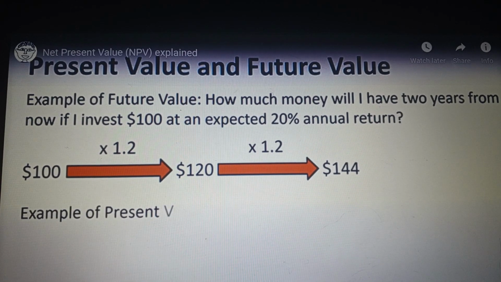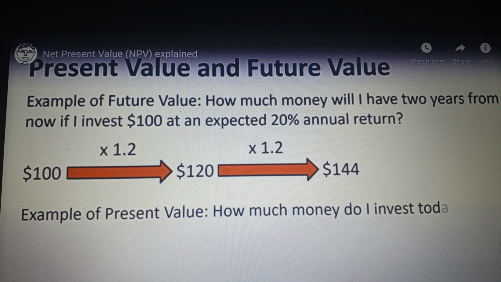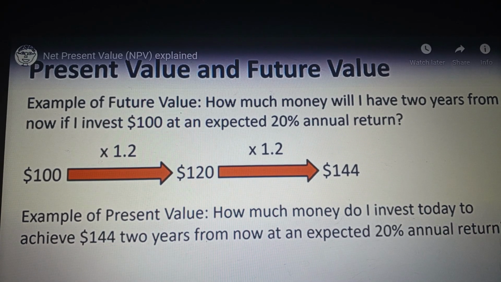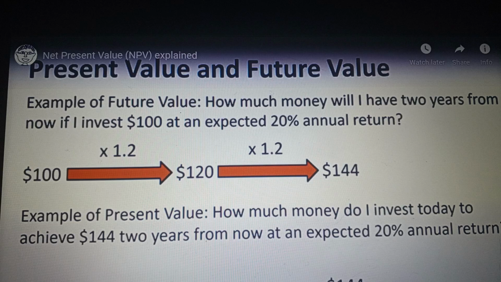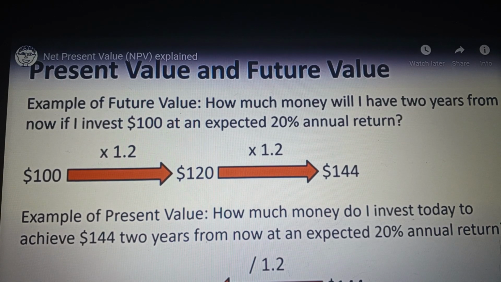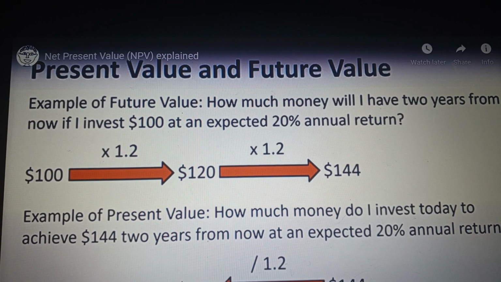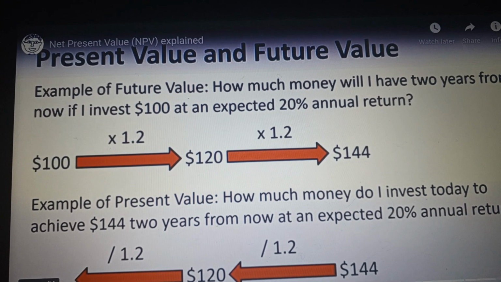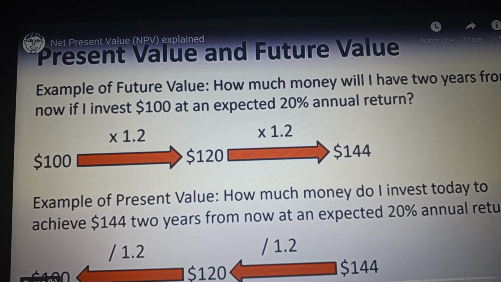How much money do I invest today to achieve $144 2 years from now at an expected 20% annual return? $144 divided by 1.2 is $120. Then divide the $120 once again by 1.2 to get to $100 today.